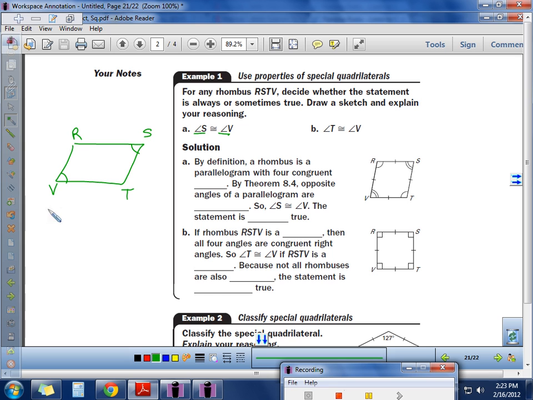Opposite angles are congruent. Write that phrase out. Opposite angles are congruent. That is the reason why. And today we're going to be dealing a lot with the reasons why things are true. Now the next one talks about T and V. In our picture, can T be congruent to V? Not how it's drawn. Not in this normal rhombus orientation.